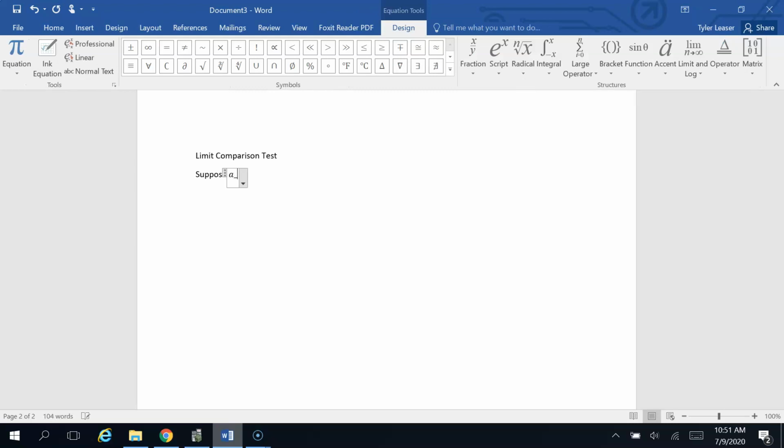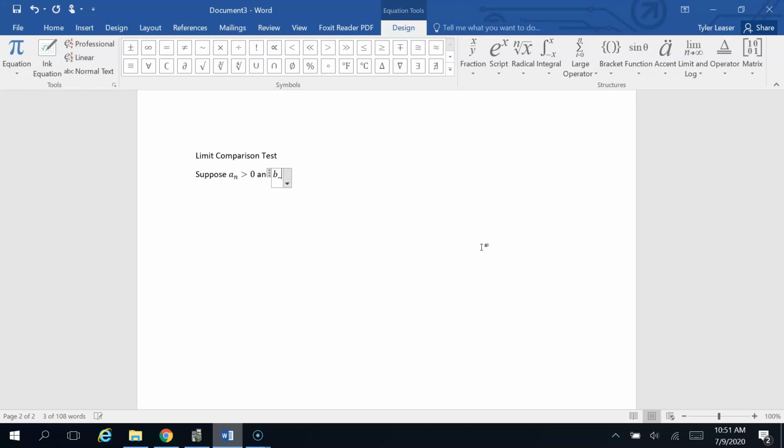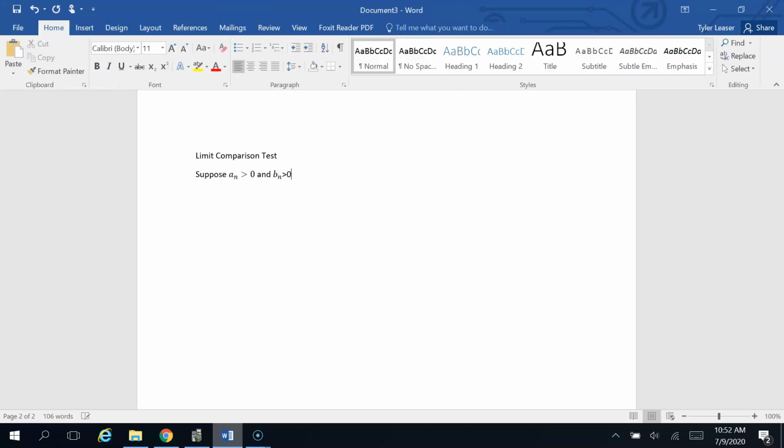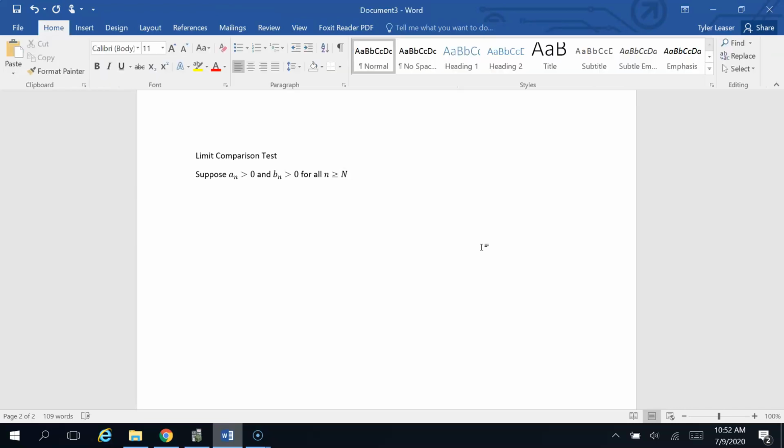Suppose we have sequence values that are always positive, again, two sequences, so b sub n and a sub n, that are both always positive. I guess it doesn't always have to be positive. It only has to be positive after a certain index. So eventually, they're always positive. If this is the case, there are three possible outcomes for the limit comparison test.